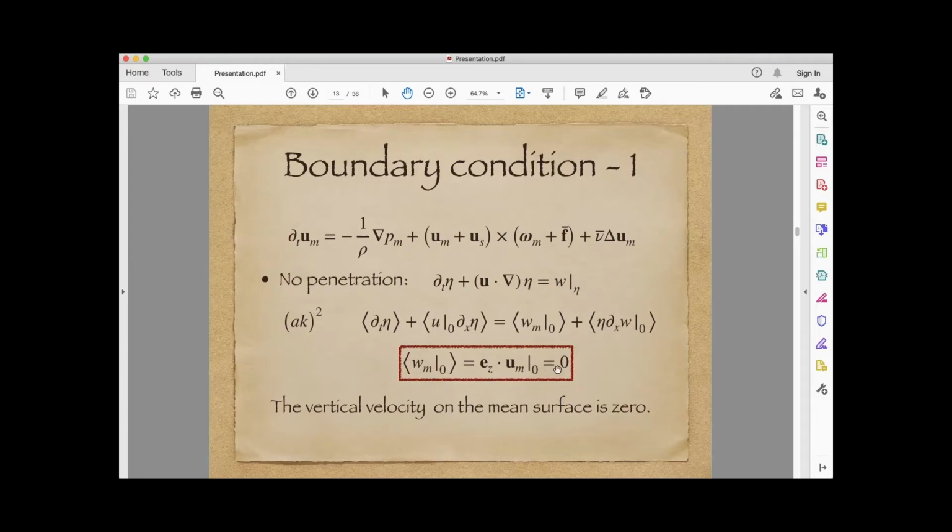It basically means that the mean flow velocity at the mean surface, which is z equal to 0, is actually 0. This makes sense because it is very similar to the no penetration boundary condition. You do not expect the surface, the sea level, to move up and down. So this boundary condition makes total sense, and you can also do it mathematically and convince yourself. So the vertical velocity on the mean surface is 0. That is the first boundary condition.